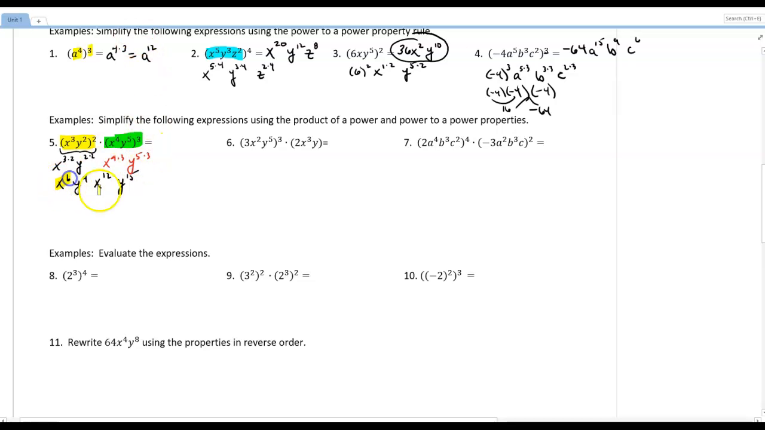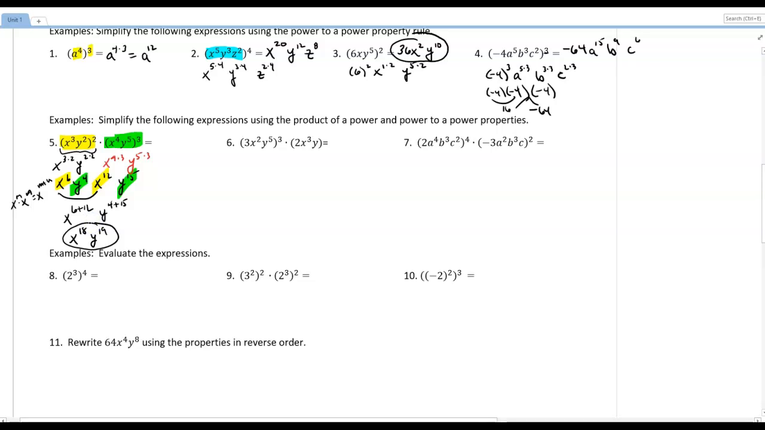But if you look, I have x's that I can multiply, and I have y's that I can multiply. When I multiply same bases, what do I do with the exponents here? I add them. So I would get x to the 6 plus 12, which is x to the 18th. Then I would do y to the 4 times y to the 15th, which will give me y to the 19th. And I am done.